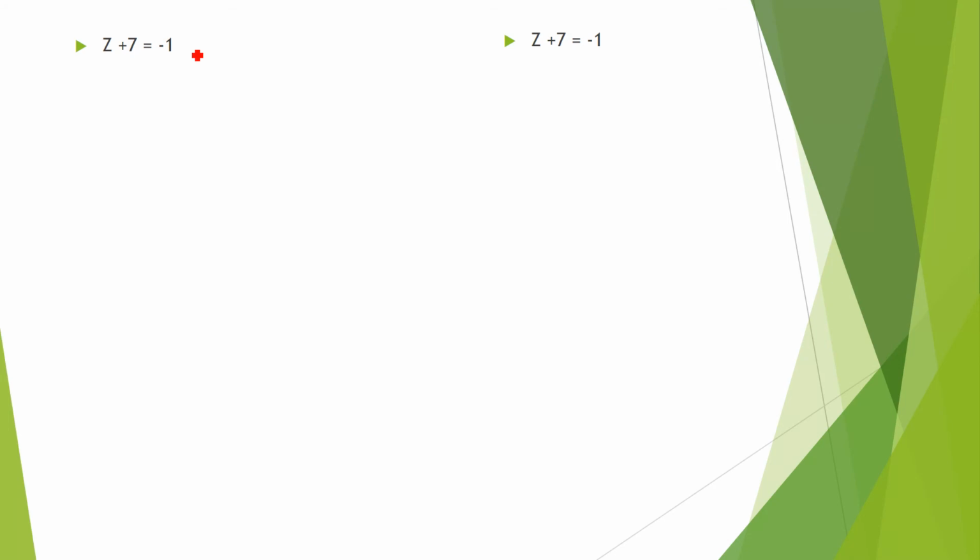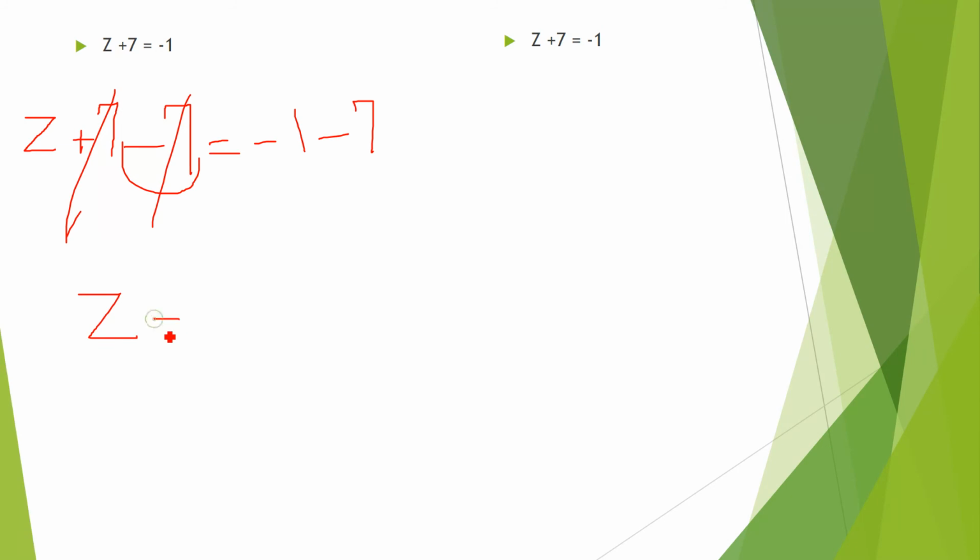Right, one more question we will discuss. Z plus 7 is equal to minus 1. So what do we have to do first? We have to remove this 7. How can we remove this 7? Z plus 7. So what is the opposite of plus 7? Negative 7. Equal to minus 1 is already there. So what we did on the left hand side, positive 7 was here, we add this minus 7. So the same operation you have to do on the right side as well. This is positive 7, negative 7 will cancel out. So z is equal to minus 1 minus 7.